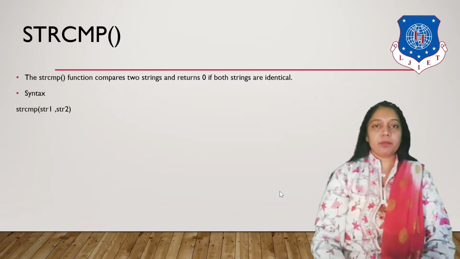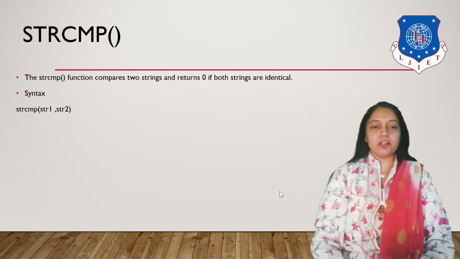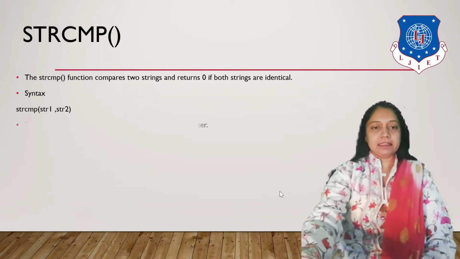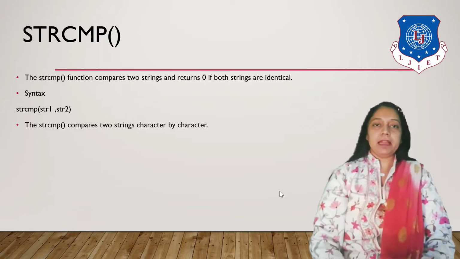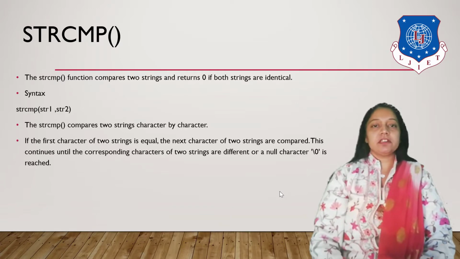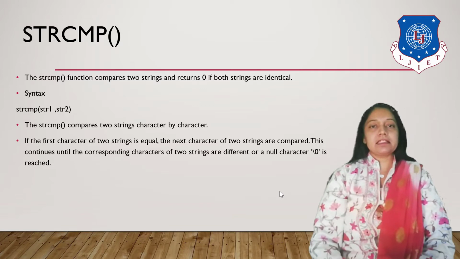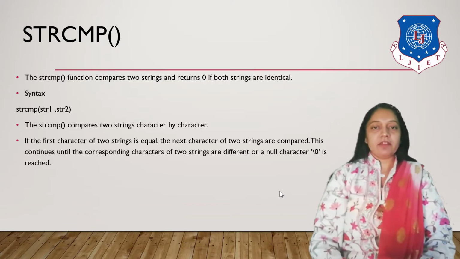Let's see the syntax of the string compare function. The syntax is strcmp in brackets str1 comma str2. We are going to pass two strings which we want to compare. Both should be character arrays, and these two strings are compared character by character. The first characters of the two strings are compared. If they are equal, then the next characters are compared. This continues character by character until we get a null character. Whenever a null character is reached, the comparison of the two strings stops.